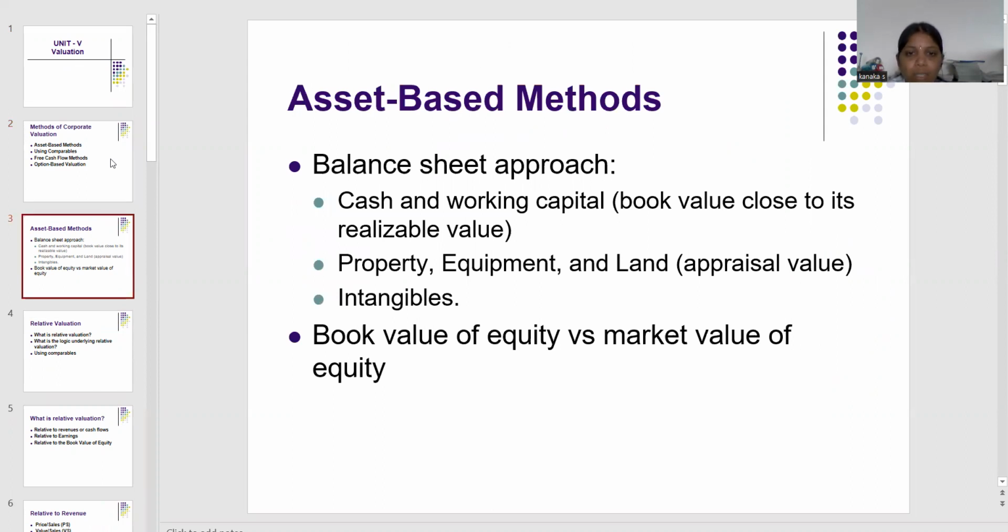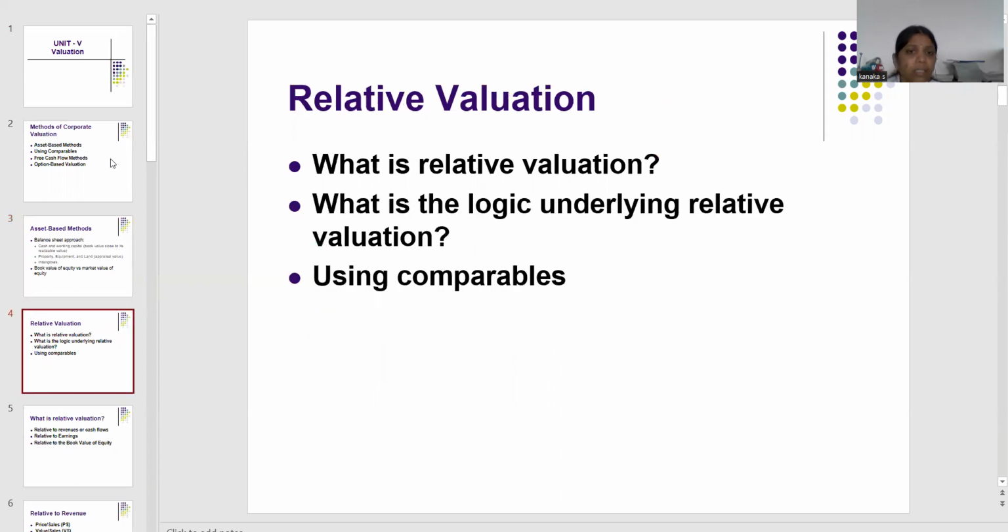So it's the balance sheet approach: the cash and working capital, the book value close to its realizable value, the property, equipment and the land at appraisal value, intangibles, and the book value of the equity versus the market value of the equity. Next one is relative valuation.